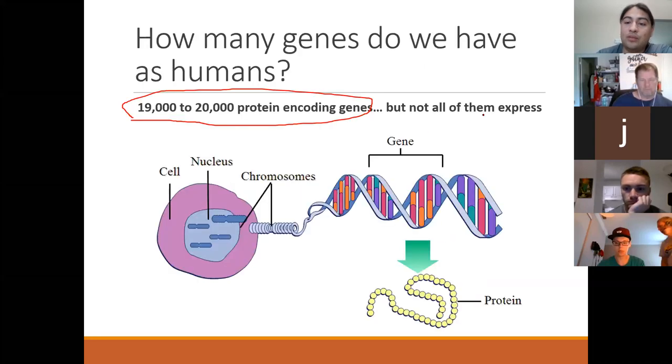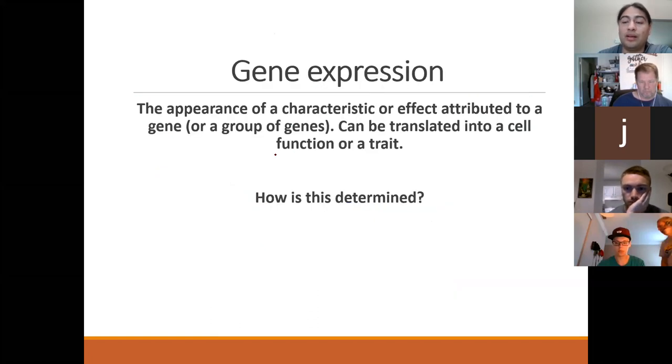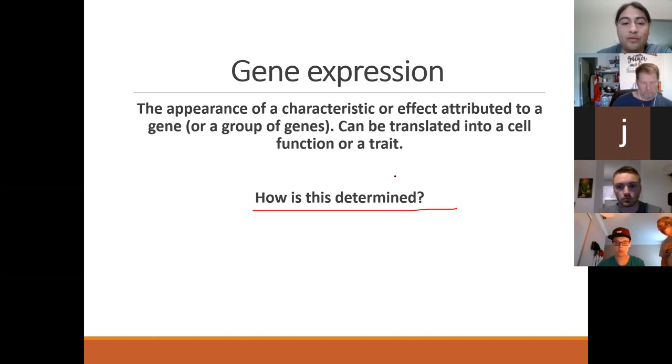So, as I was mentioning before, not all of them are going to express. Say we have 19 to 20,000, there are probably a couple thousand that are not going to be expressed. That leads us to the next topic, which is gene expression. The appearance of a characteristic or effect attributed to a gene or a group of genes can be translated into a cell function or a trait. How is this determined? There are multiple factors, from what mix of genes you obtain from the combination of the gametes from mom and dad, all the way to something called epigenetics. I think we discussed already what epigenetics is, which is environmental factors that are turning on and off the genes that we have.